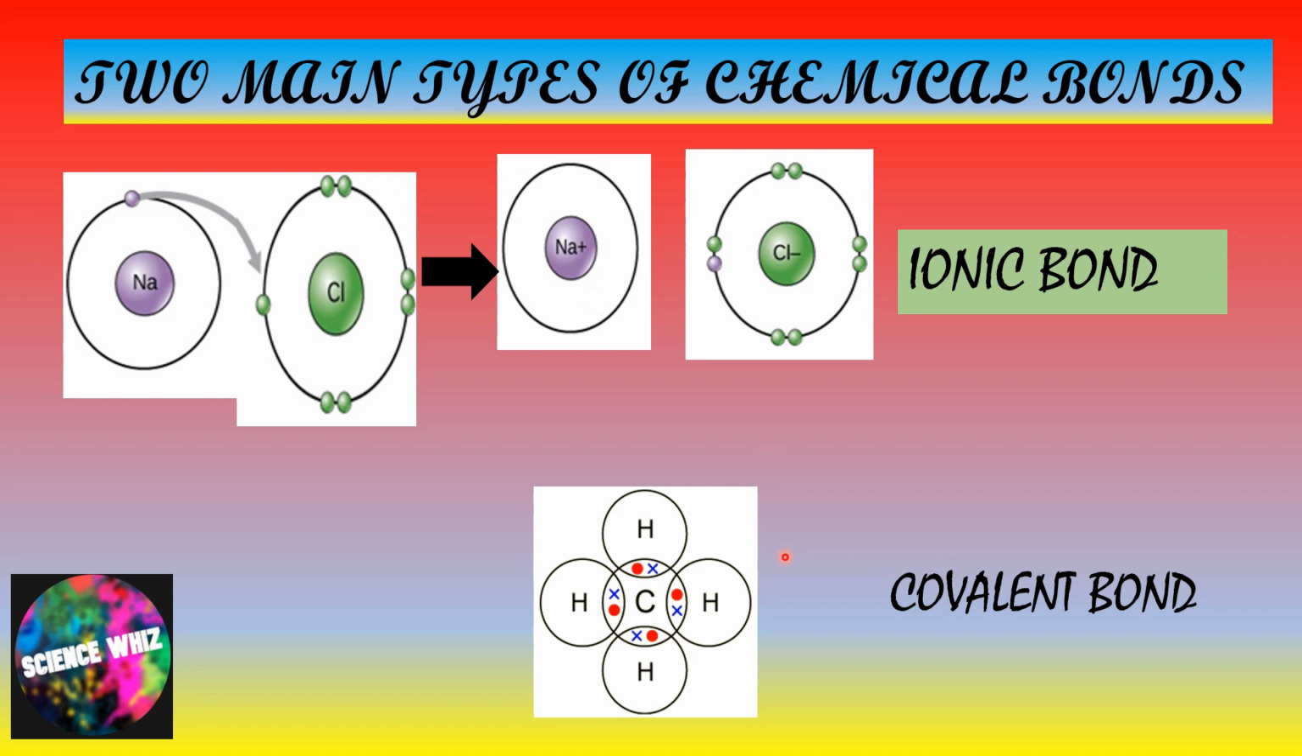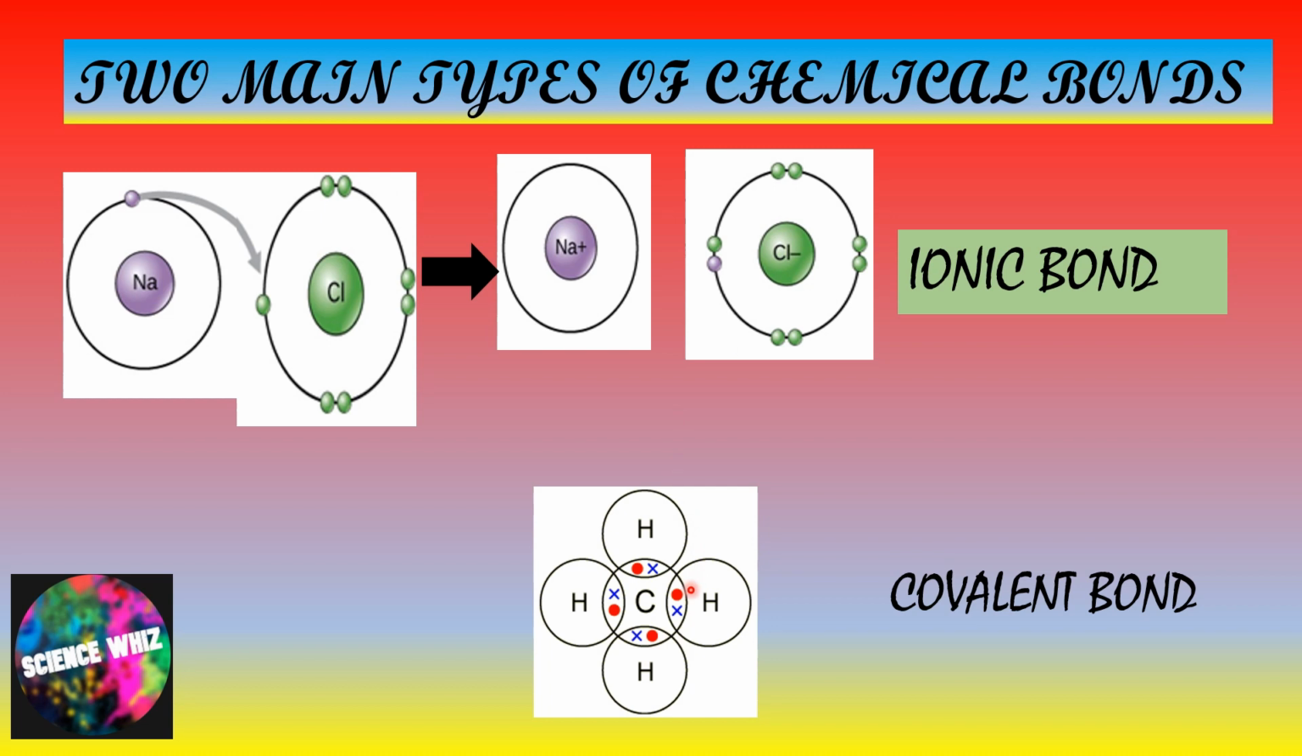What's the difference between ionic bond and covalent bond? The main difference is that in an ionic bond the transfer of electrons takes place, and in a covalent bond sharing of electrons takes place. An ionic bond is between a metal and a non-metal. Here the non-metal attracts the electron, so it's like the metal donates the electron, for example sodium chloride.